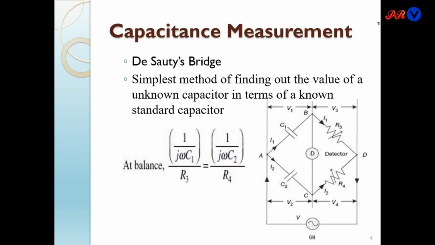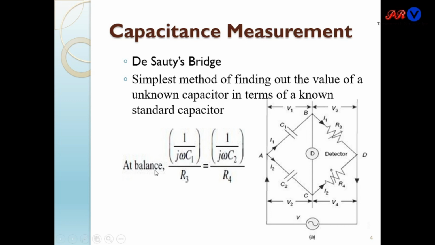Capacitance measurement. The first bridge we will study here is the de Sauty bridge. It is the simplest method of finding out the value of an unknown capacitor in terms of a known standard capacitor. So we have here two capacitors which are connected at different arms, C1 and C2. R3 and R4 are the variables. In both of these capacitors, one capacitor is variable.